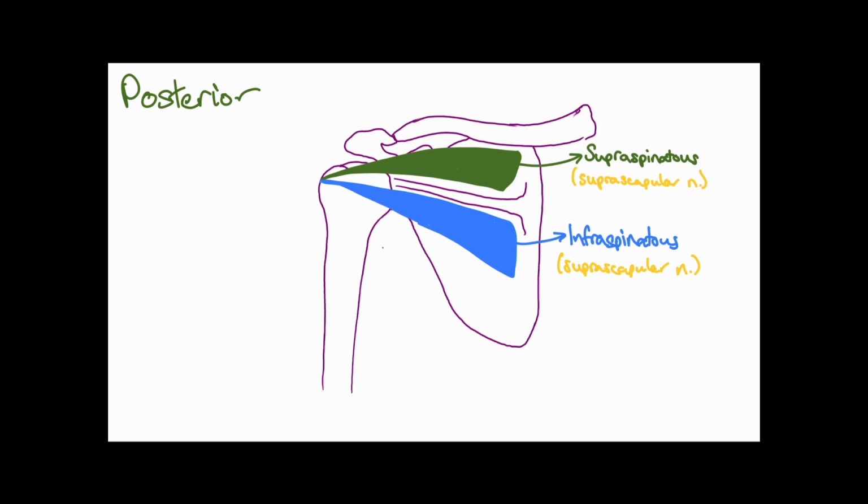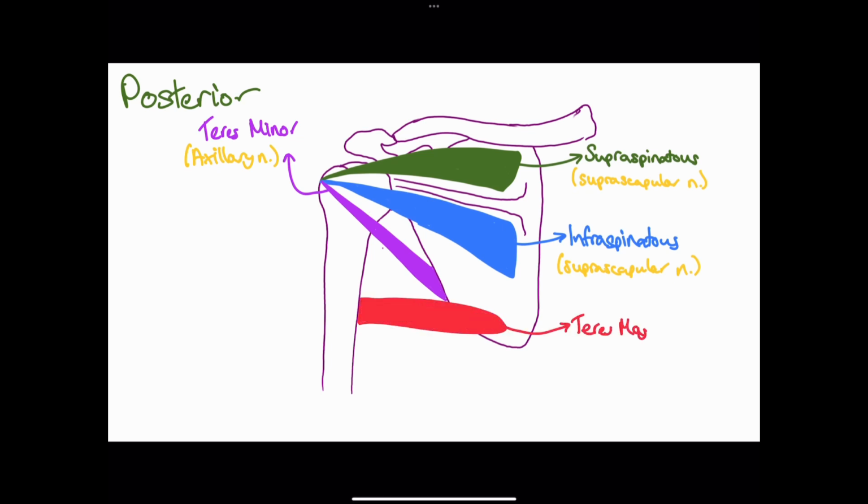The last rotator cuff muscle is the teres minor. This originates from the lateral border of the scapula and inserts into the greater tubercle of the humerus. This muscle is innervated by the axillary nerve. For completeness, I have added the teres major to show the origin and the long head of triceps. The triceps will be covered in the muscles of the arm video, which I will put the link for in the description.